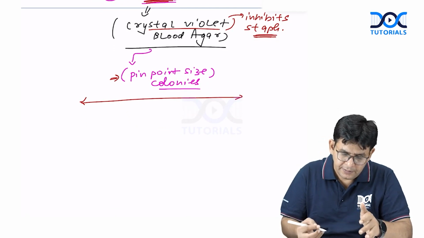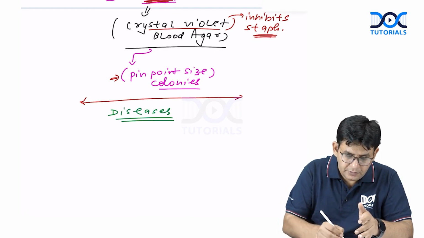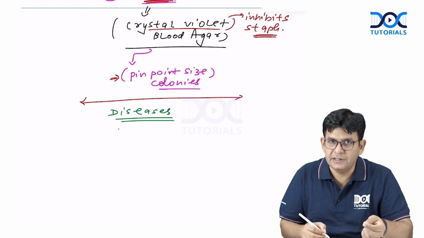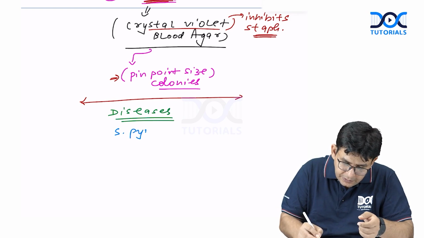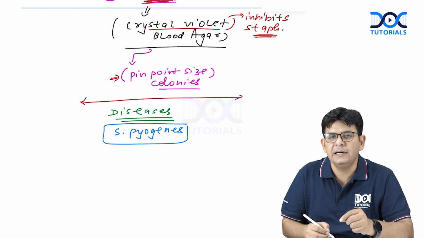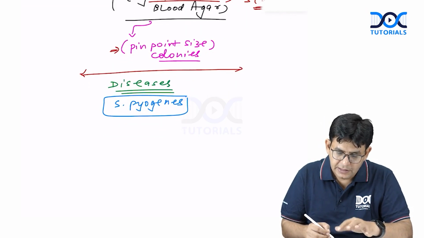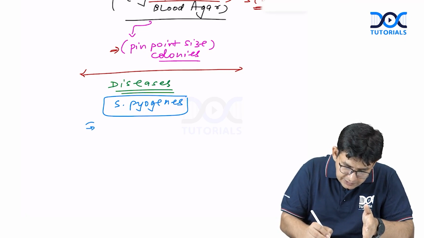Remember one thing, that important regarding pyogenes are the various diseases. Okay. So as far as the name is concerned, what is the name? Streptococcus pyogenes. So what comes to our mind? That it does what? Pyogenic infections. And what are the various pyogenic infections? Okay. So let's talk about them.